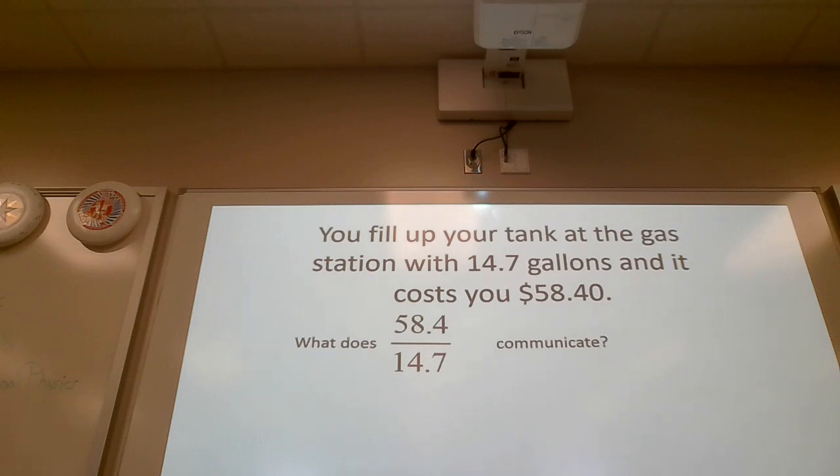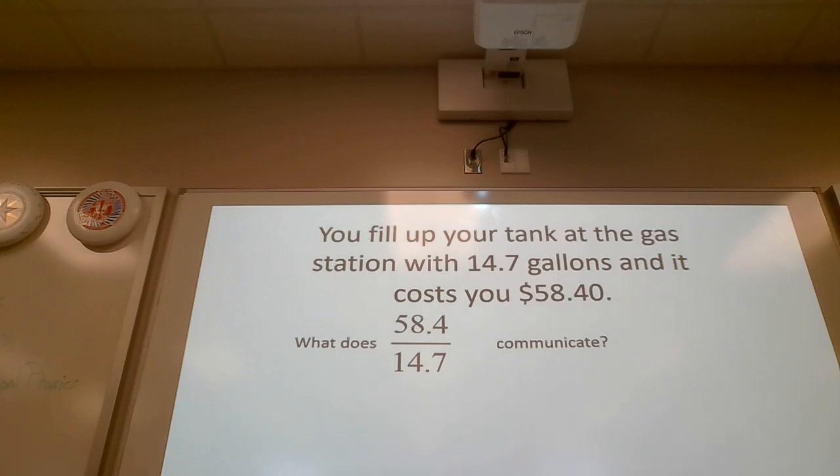We can do this problem on a calculator. That's easy. But what does that communicate? What does this mean? My suggestion would be to look at the units.